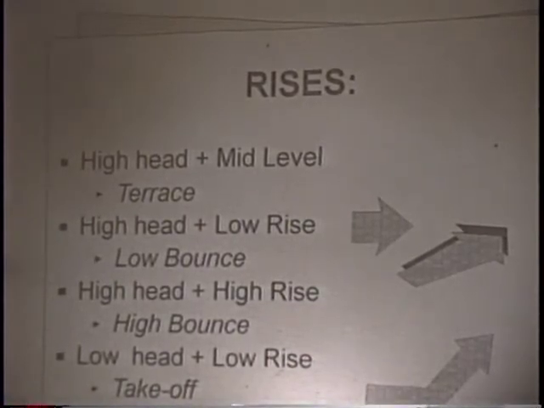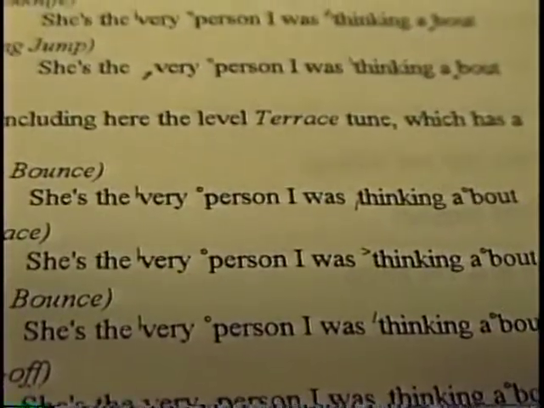In the handout, we've got examples. First of all, I'm afraid I've got them in the wrong order compared with the board. So if we look at the low bounce first, she's the very person I was thinking about. You tried. She's the very person I was thinking about. That's right. You have to drop down after "was." She's the very person I was, that's all high level, thinking about. Once more. She's the very person I was thinking about.